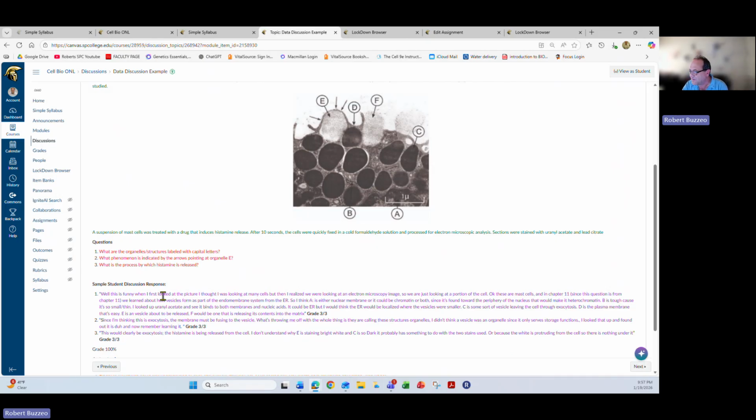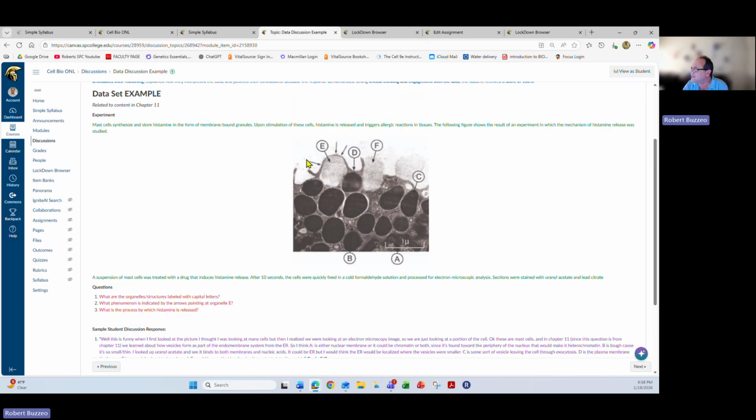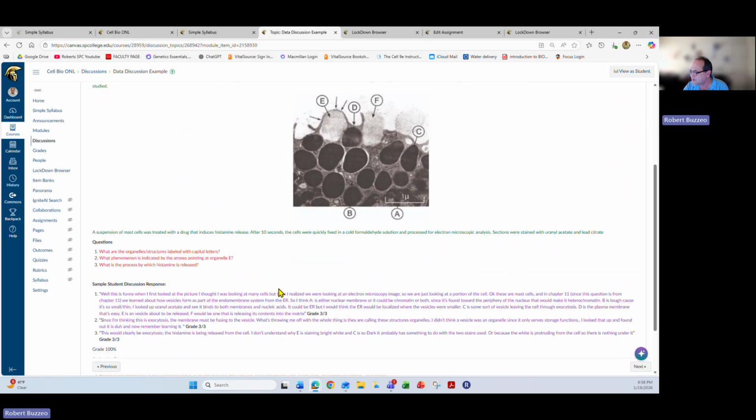So he says, well, this is funny. When I first look at the picture, I thought I was looking at many cells. That makes sense. I could see someone looking at this and be like, oh, look at all these cells here, and they're blowing up. But you think about it a little longer, and what we learned, electron microscopy is really, really zoomed in. This is just a section of a cell, right? These are all vesicles that are being produced and releasing histamine. So I realized I was looking at an electron microscopy image. So we're just looking at a portion of the cell. And okay, these are mast cells.